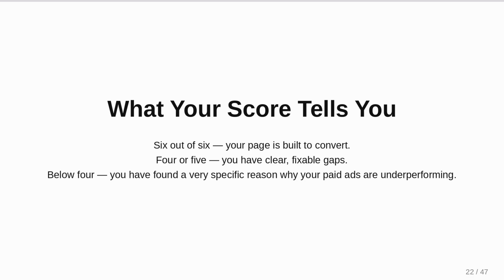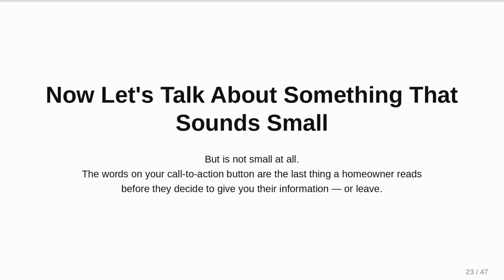If your score is below 4, you have found a very clear and very fixable reason why your paid ads are underperforming. Each missing element is a percentage of your traffic that is leaving without converting. And at $2,000 or $3,000 a month in ad spend, every percentage point matters. This one sounds small. It is not small.